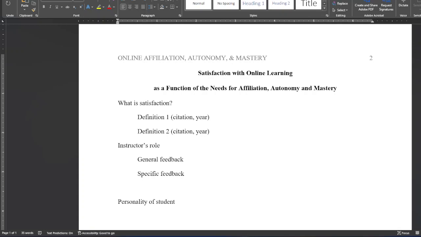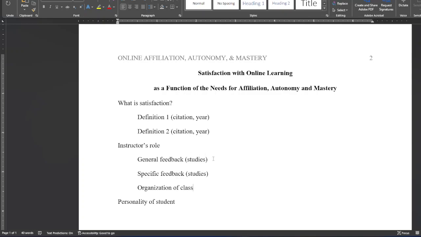And then maybe under instructor's role, we could include things like organization of the class, right? How did the instructor organize the class? How did they structure the assignments? How did they present those to the students so that it was intuitive or not intuitive, things like that. And so on. So see how I'm starting to populate each of these topics with a little bit more specificity. Maybe there are certain studies that have looked at general feedback. Maybe there are certain studies that have looked at specific feedback, and so on. And I'll give my citations right here.